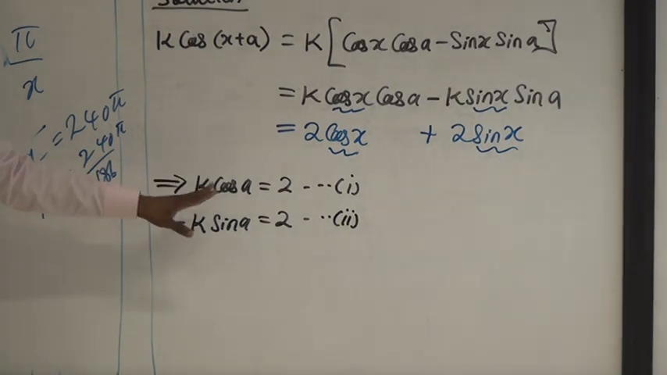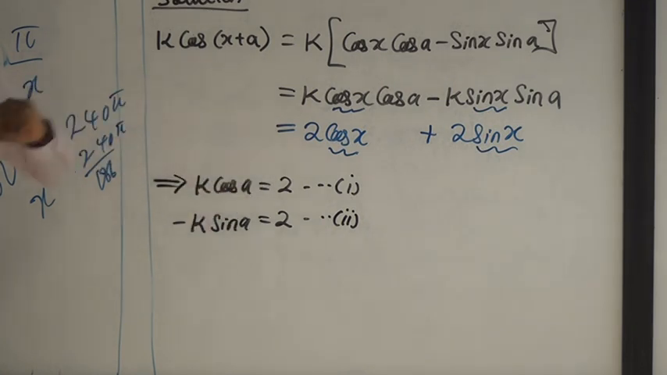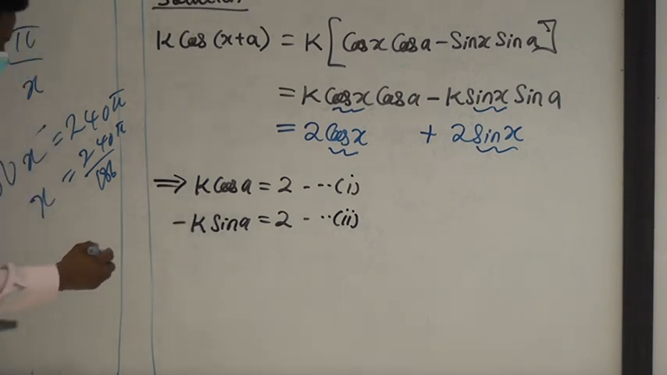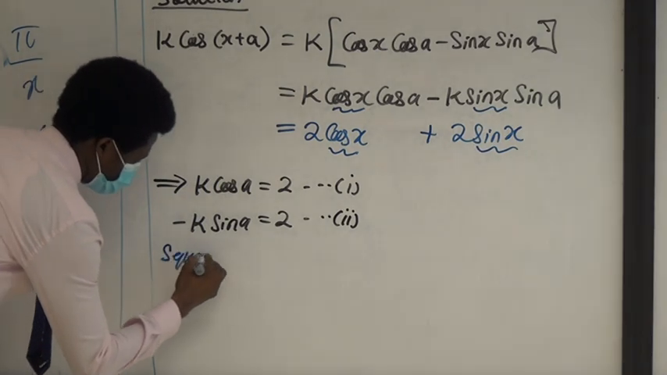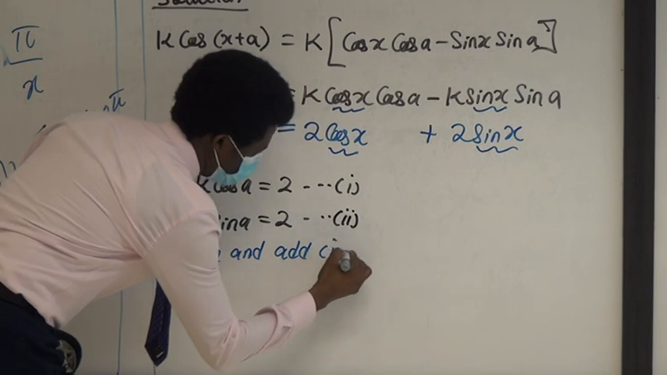That's for A, right? It doesn't give us k. But then how do we get k? You square and add, and you get k out of it. So let's do the square and add first. Square and add equations 1 and 2.